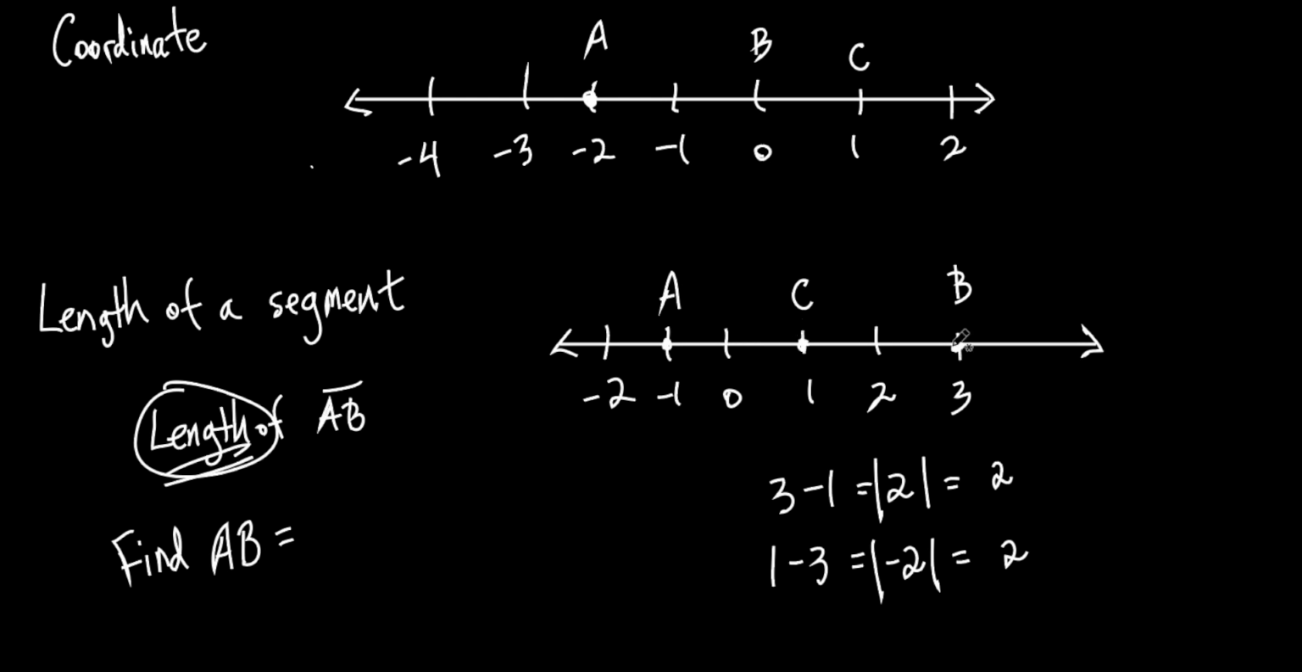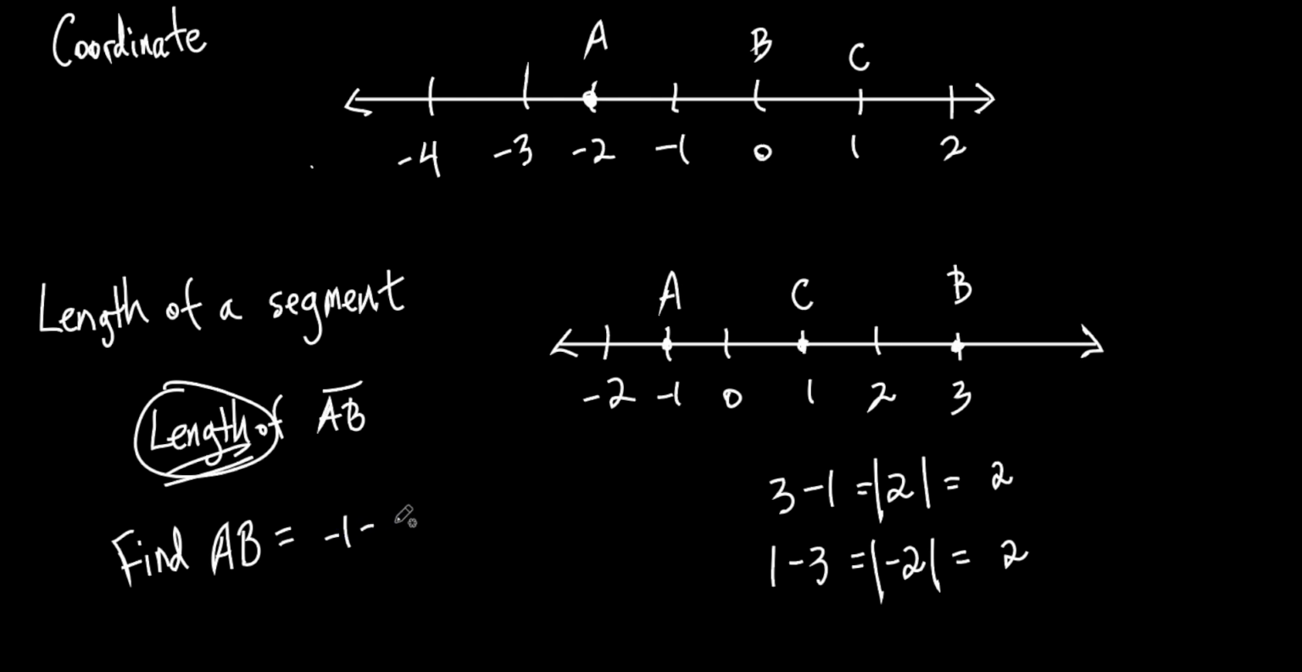But again, what if they were real big numbers and it would take too long to count? What would we do? We do some subtraction. And does it matter which order we subtract? Doesn't matter. As long as we do what at the end? Absolute value to keep it positive. Okay? So let's do it both ways just to show you. All right, so A and B. So what are my endpoints?